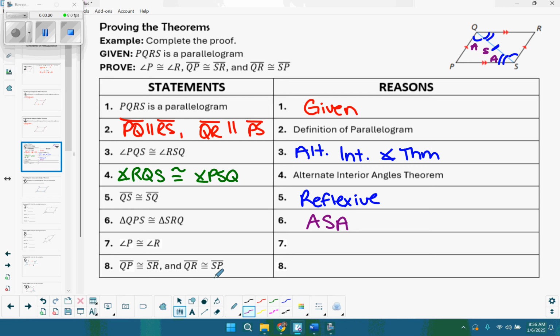So now that I know the two triangles are congruent, I know any of their pieces are congruent. Notice that the P was in the second spot here and the R was in the second spot here. So we know that P matches with R. That's because corresponding parts of congruent triangles are congruent. And the same thing with my segments. QP matches SR, QR with SP. That's also because corresponding parts of congruent triangles are congruent. So the reason these properties work for parallelograms is because we were dealing with parallel lines, which gave us congruent angles, which allowed us to say that triangles are congruent.